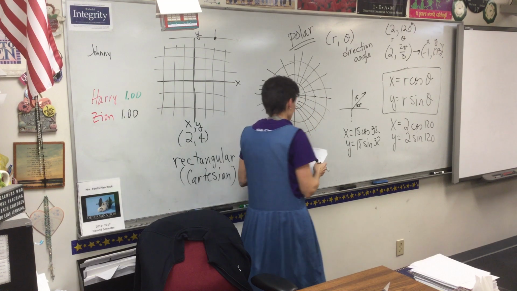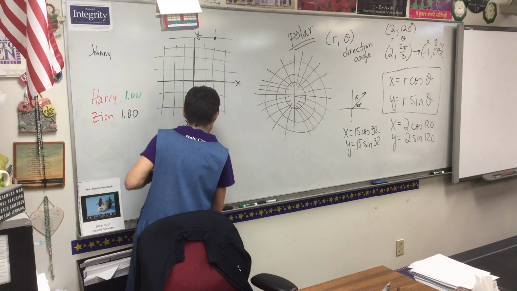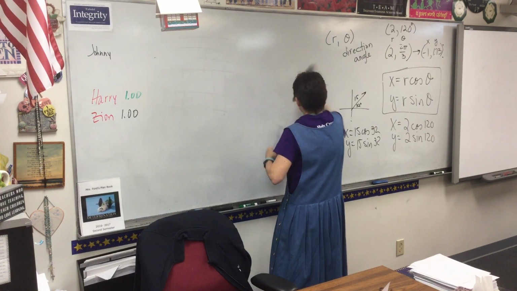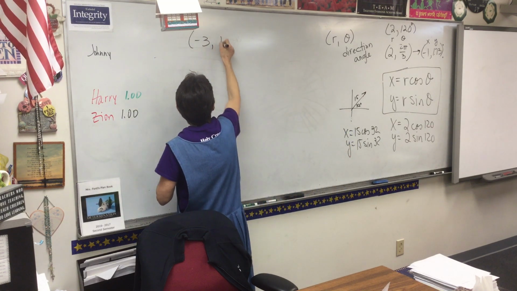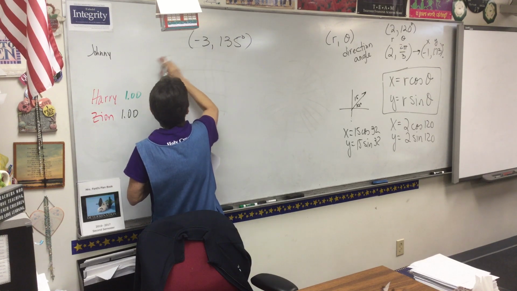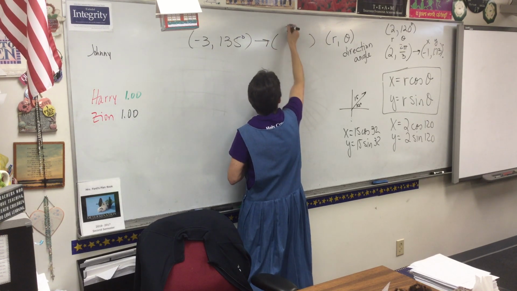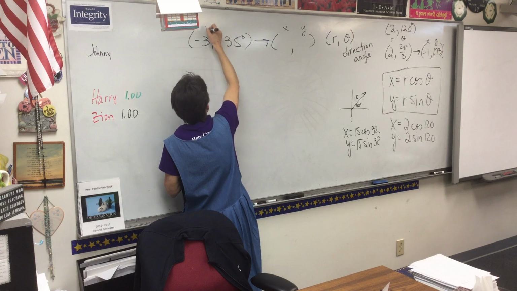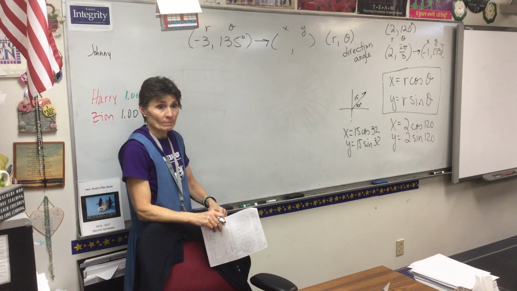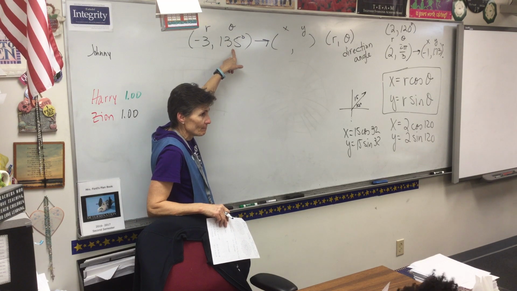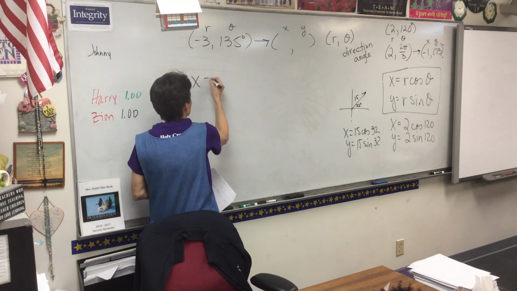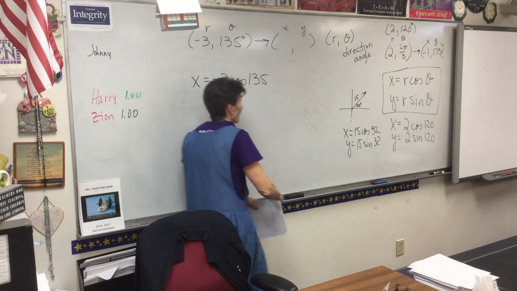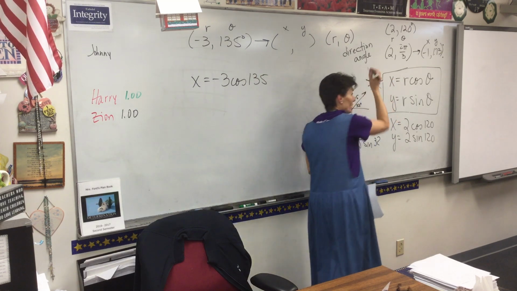So let's look at the next one. We're doing exactly the same thing. It says find the rectangular coordinates for -3, 135. Now, kids, that means you're going to find x and y, right? So if we're finding x and y, this must be r and theta, which kind of makes sense because that's an angle, right? So what's x? -3 cosine 135. Right here, kids. Gotta know it, gotta know it, gotta know it.